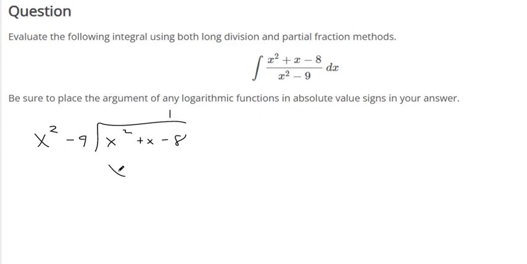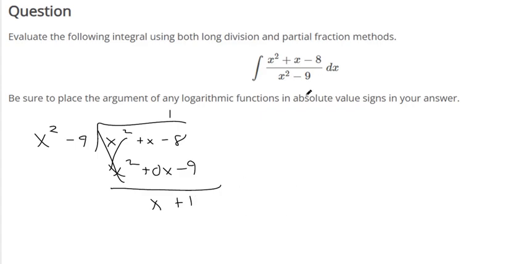1 times x squared makes x squared. We just have to multiply through. We don't have an x term, so I'm going to put 0x here. And 1 times negative 9 makes negative 9. And then make sure you're subtracting. x squared minus x squared makes nothing. x minus 0x makes x. And negative 8 minus negative 9 makes 1.